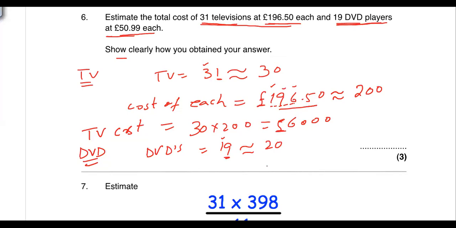Okay, let's see. Now, 19 DVDs. What is the cost of each? Cost of each is 50.99 pounds. Now I have to round it to one significant figure.